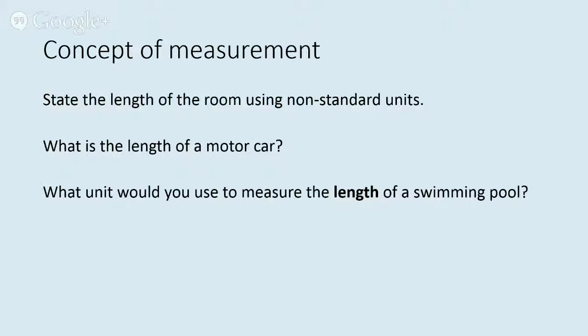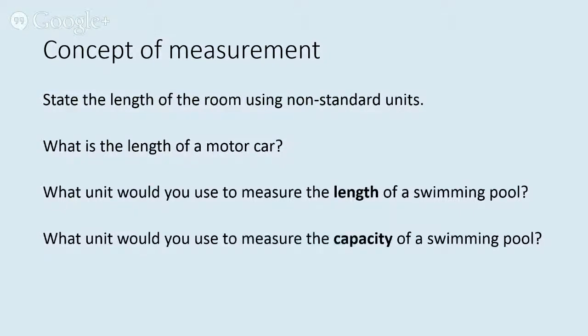Yeah, length of a swimming pool. You could also use people length. What about using the number of strokes that it takes you to swim the length of a pool? Right, so you could say it's 50 arm pulls of crawl stroke or backstroke or something of that nature. Right? Another example: what unit would you use to measure the capacity of a swimming pool? Now be careful with this one, because now we're talking about something that is different.